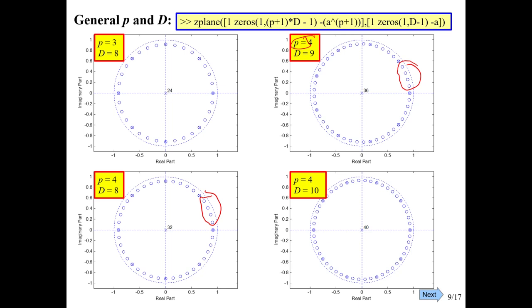So we can just see how closely spaced these are and how closely spaced these are. If we look at P equal to 4, we've got 3 cases here, D equal to 8, 9, and 10. So we can look at the spacing gets narrower and narrower as D goes up. Okay, so we've got a pretty good handle on this particular comb filter.